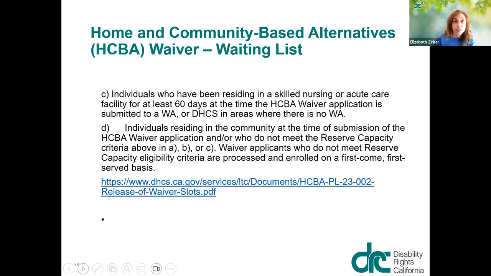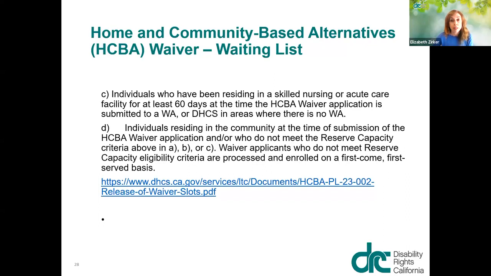Next slide, please. So the C and D priority populations are mainly adults, individuals who've been living in a skilled nursing facility or acute facility for at least 60 days, and then individuals in the community.